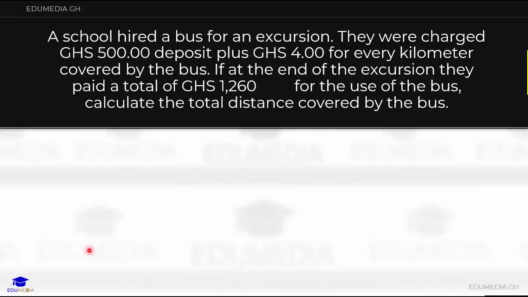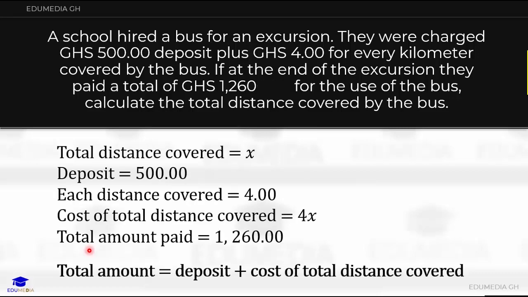The information related to the bus and everything that is in the question relating to the bus is here. We have total distance covered is what we are looking for. That is what the question is. So from the question, the deposit that is made is 500 cedis. We are aware of that. Each distance that is covered is 4 cedis. We are aware of that.